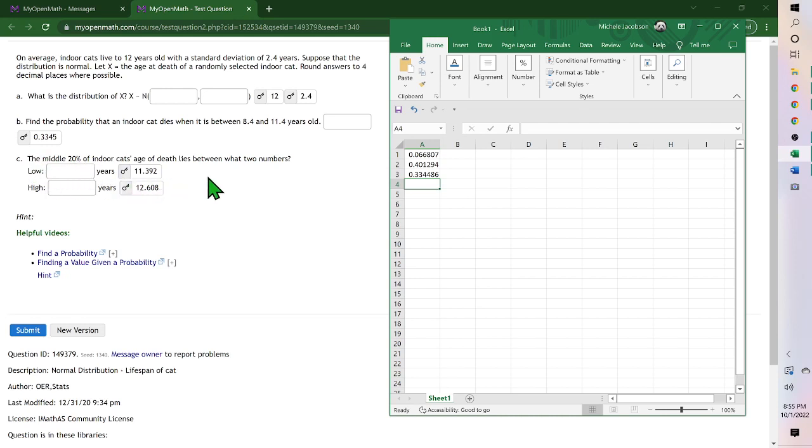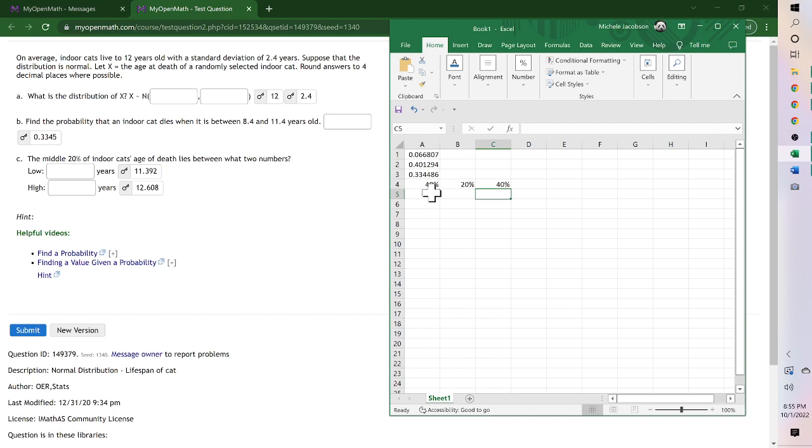For the middle 20% of indoor cats, if we're doing the middle 20%, then that means, because it's a normal distribution, 100 minus 20 is 80, which means there is 40% here and 40% here. Now, if we want to find the middle 20%, that would be a value right here where 40% is below it.